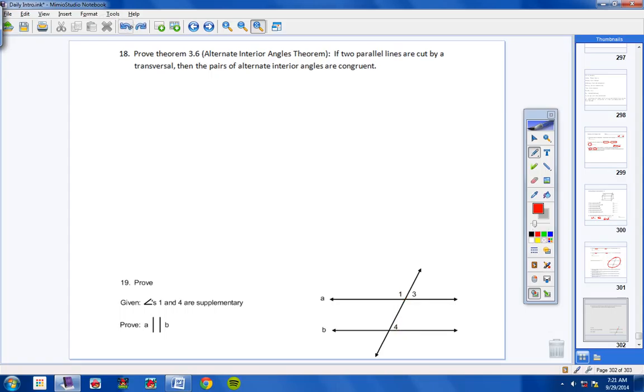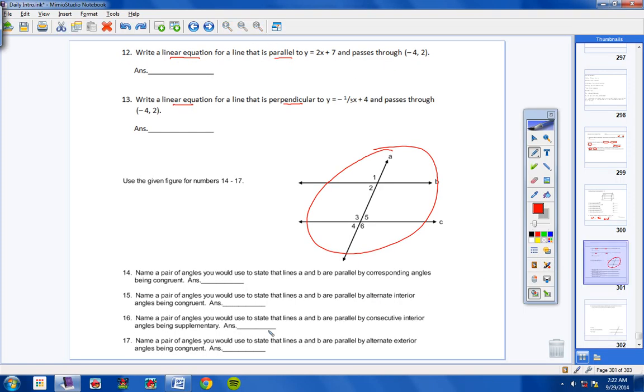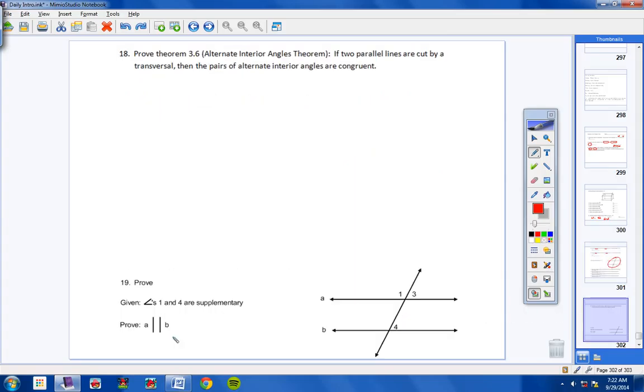Okay, so remember, there's 4 ways to prove that lines are parallel, and actually I've listed those out for you right over here. So you will use one of these ways here in the end to prove that lines A and B are parallel. Okay? All right, that's it.